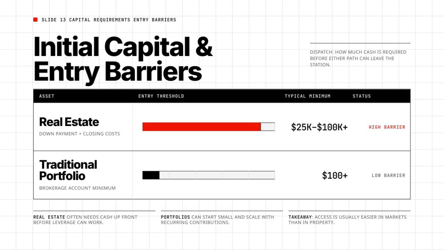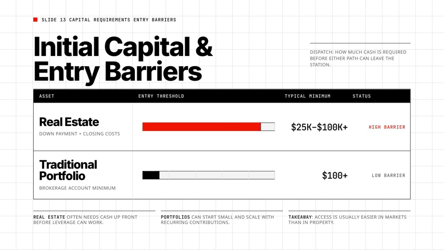When we talk about capital requirements and entry barriers, it's important to understand how much cash you need up front to get started, depending on the type of investment. For real estate, there's usually a significant initial cash requirement. This includes a down payment and closing costs, which can range anywhere from $25,000 to over $100,000. Because of the substantial upfront cost, real estate is considered a high barrier to entry.